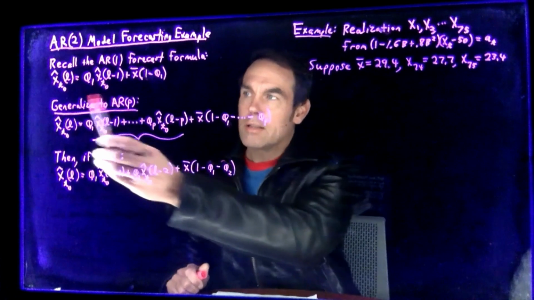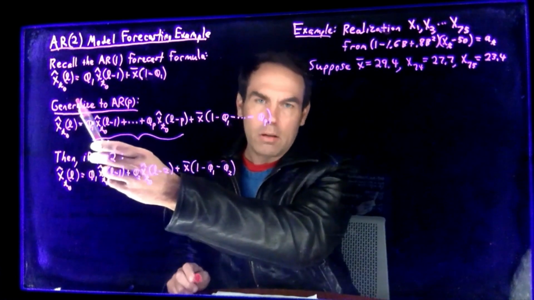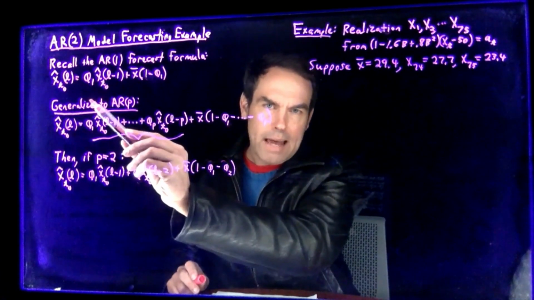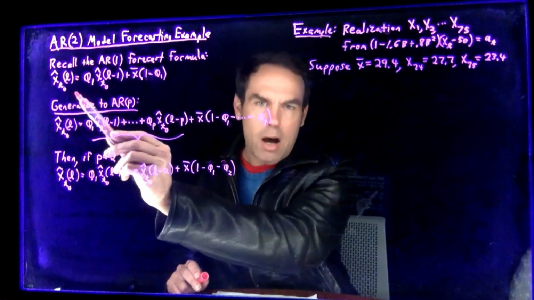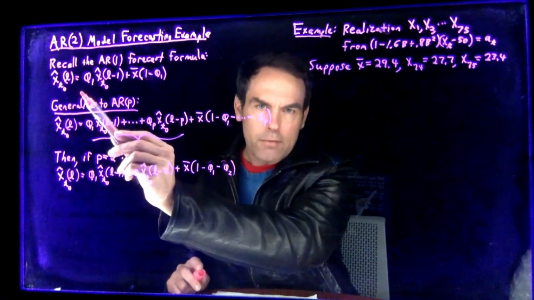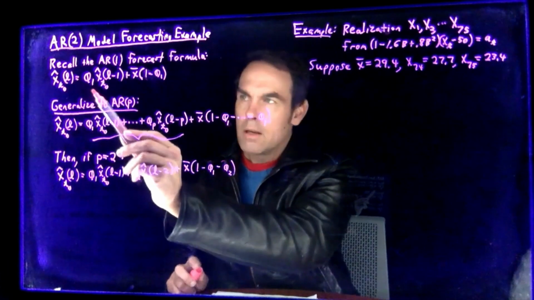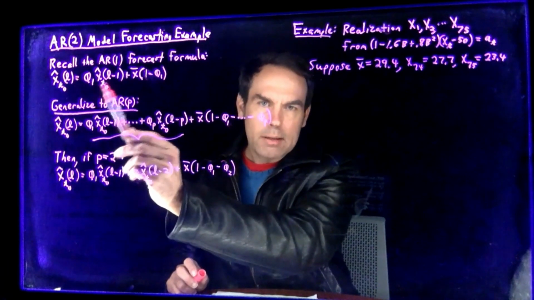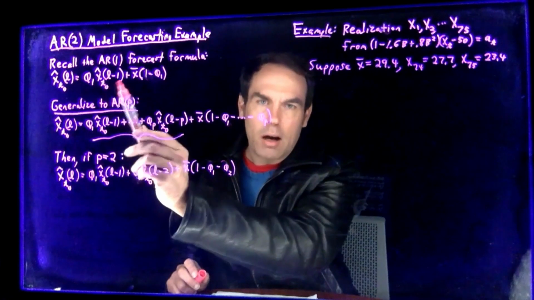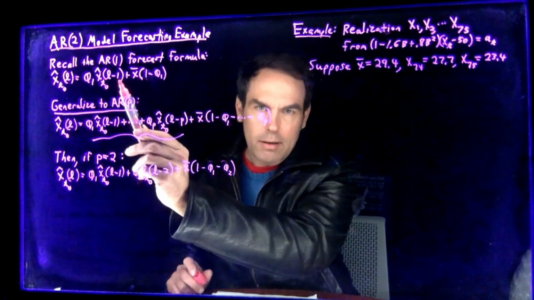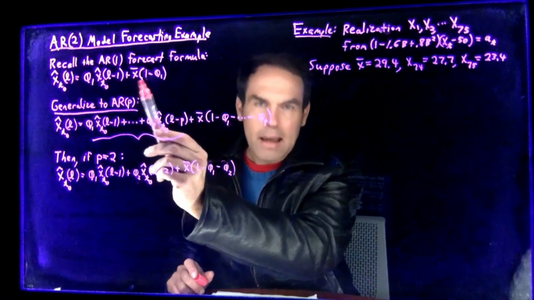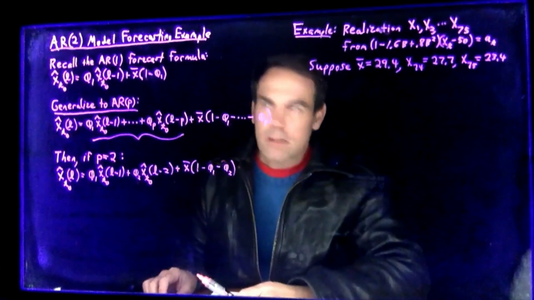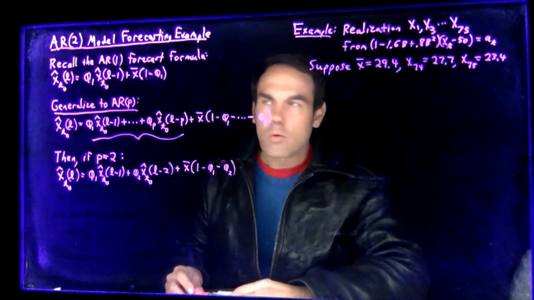It looks like this: x hat of T naught of L. And remember what that means. That is the forecast L steps ahead of T naught, where T naught is the forecast origin, equals phi1 times x hat of T naught of L minus 1, that's the lag before it, plus this x bar term. So that's the formula for the AR1 forecast.